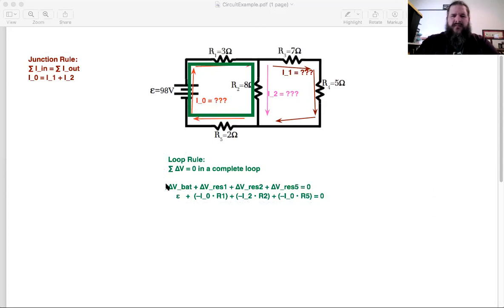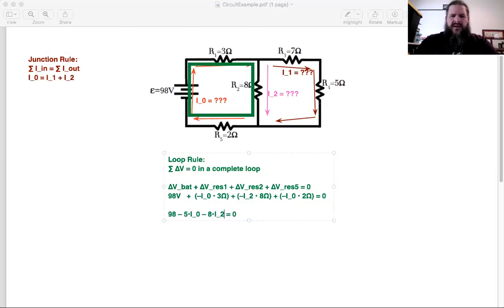And we could fill in some values there. We know, for instance, that epsilon is 98 volts. We know R1 is 3 ohms. R2 is 8 ohms. R5 is 2 ohms. So that gives us an equation that could, in theory, be solved. We'd have 98 volts minus 3, and let's leave off the units for the moment. 98 minus 3 times I sub 0 minus 8 times I sub 2 minus 2 times I sub 0 equals 0. And we could combine like terms. 3I0 and 2I0 make 5I0.